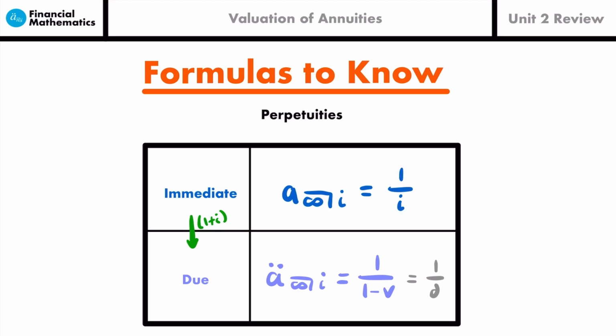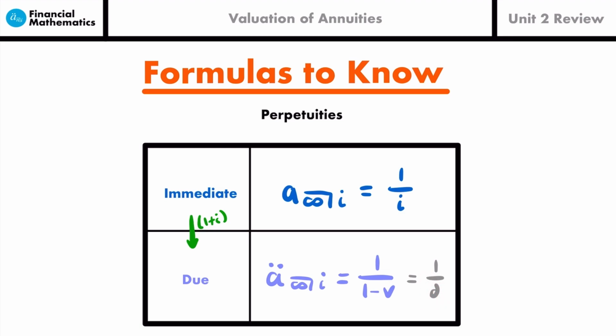Okay, if you want the present value of a perpetuity due, you can just multiply this by 1 plus i. That's what I do. I take 1 divided by i and multiply it by 1 plus i. But another way that you could write it is 1 divided by 1 minus v, which would be the same as 1 divided by the equivalent effective discount rate.